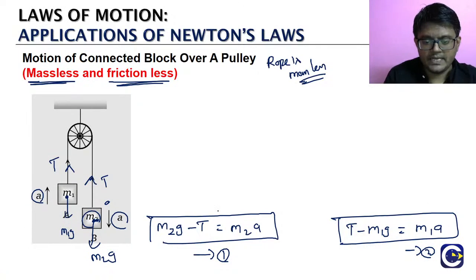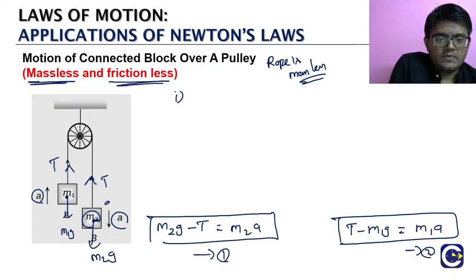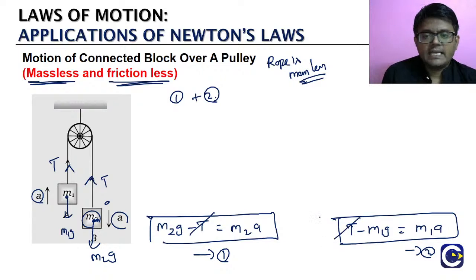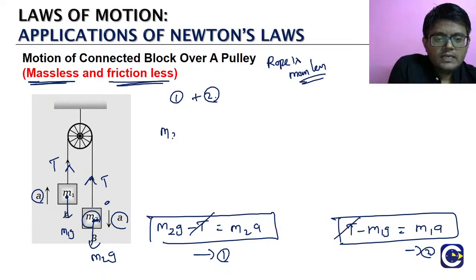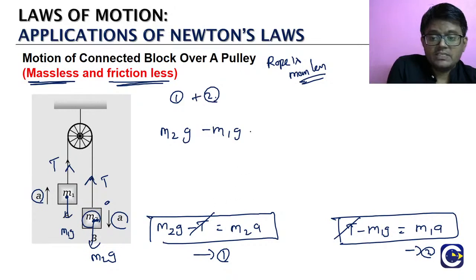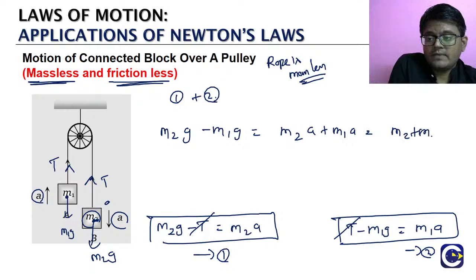Just add panna enna agum paranga. So equation 1 plus equation 2 add panna enna agum? Idhula indha pakka minus t irukka, indha pakka t cancel aidum. So LHS la enna varudhu? m2g minus m1g. m2g minus m1g is equal to what? Right hand side la enna irukka? m2a plus m1a. So m2 plus m1 into a.